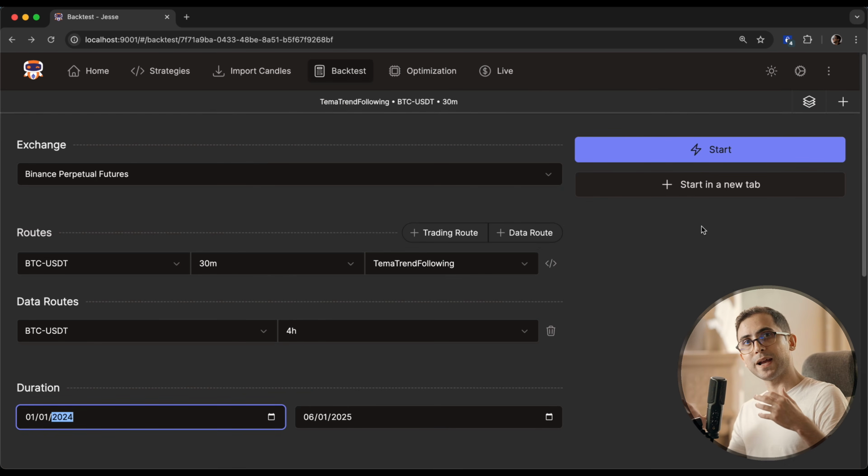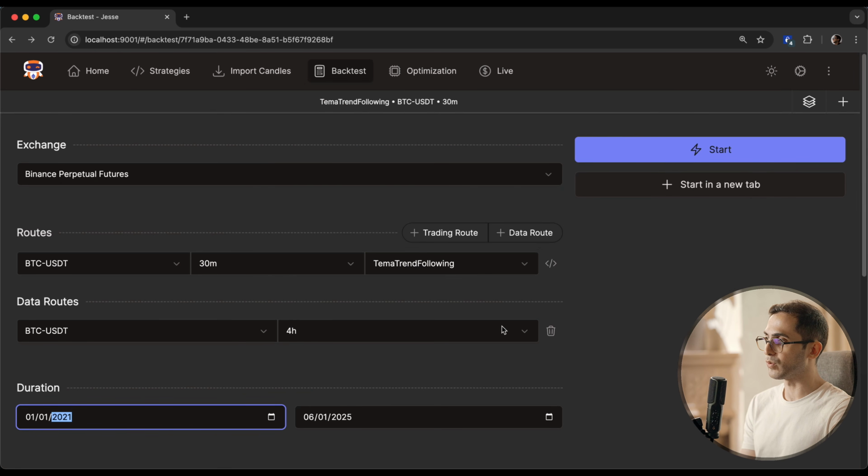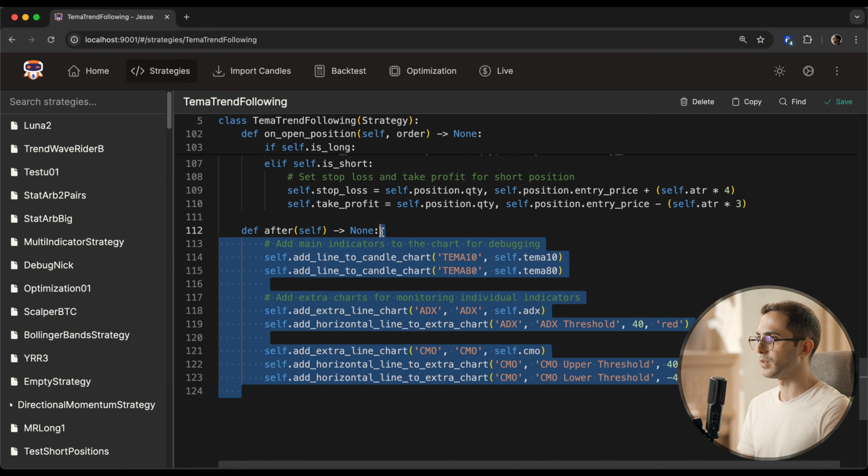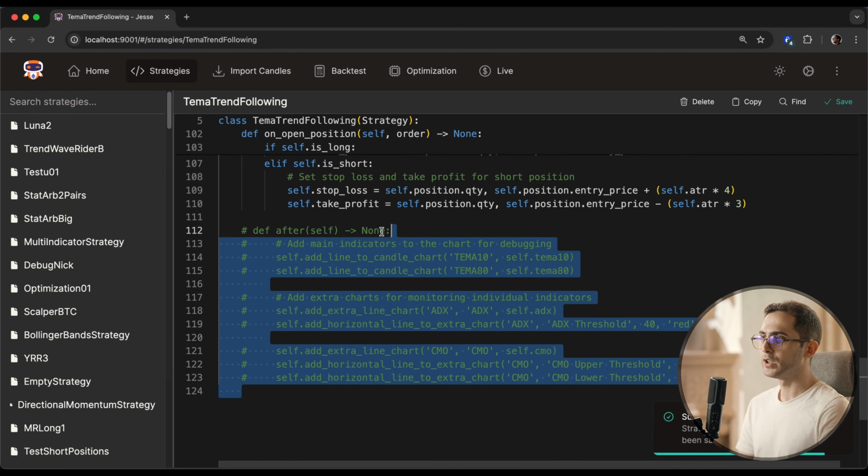Right, so now let's backtest it on other periods. In fact, I'm gonna backtest it as early as 2021, which is the amount of candles that I have, up until the 6th month of 2025. Now, to make sure the backtest will go faster, I'm going to disable this line here, which is for charts.